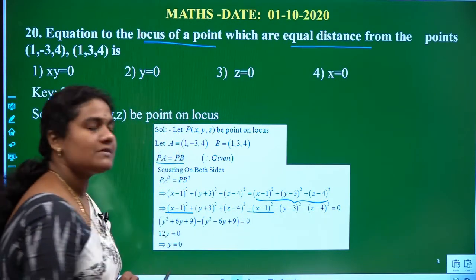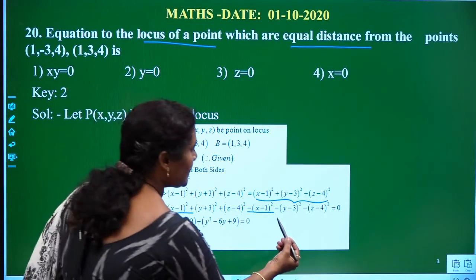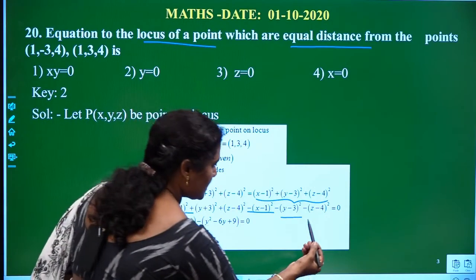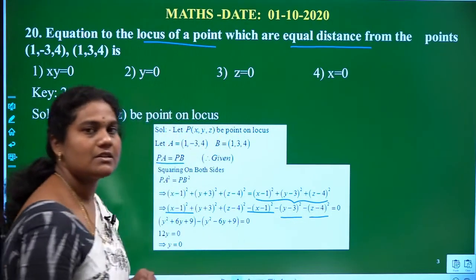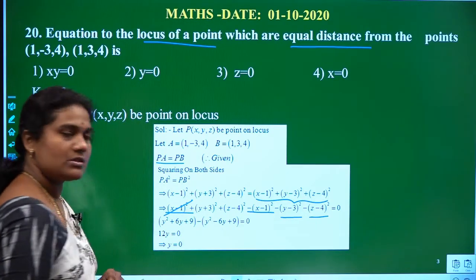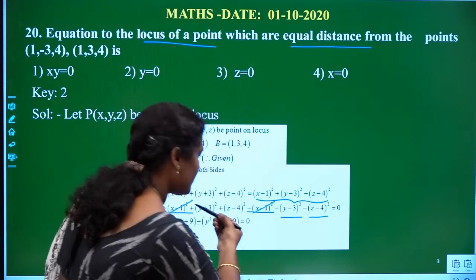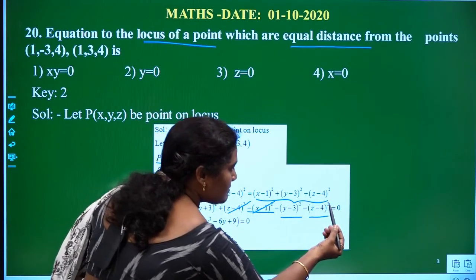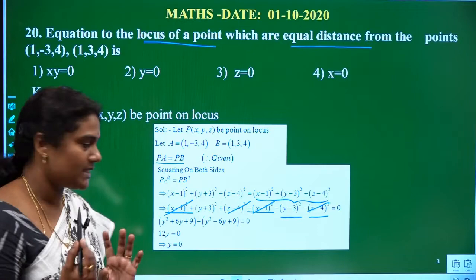And next, plus (y minus 3) whole square becomes minus (y minus 3) whole square, and plus (z minus 4) whole square becomes minus (z minus 4) whole square, which equals 0. Now plus (x minus 1) whole square minus (x minus 1) whole square gets cancelled. Next, plus (z minus 4) whole square minus (z minus 4) whole square gets cancelled.